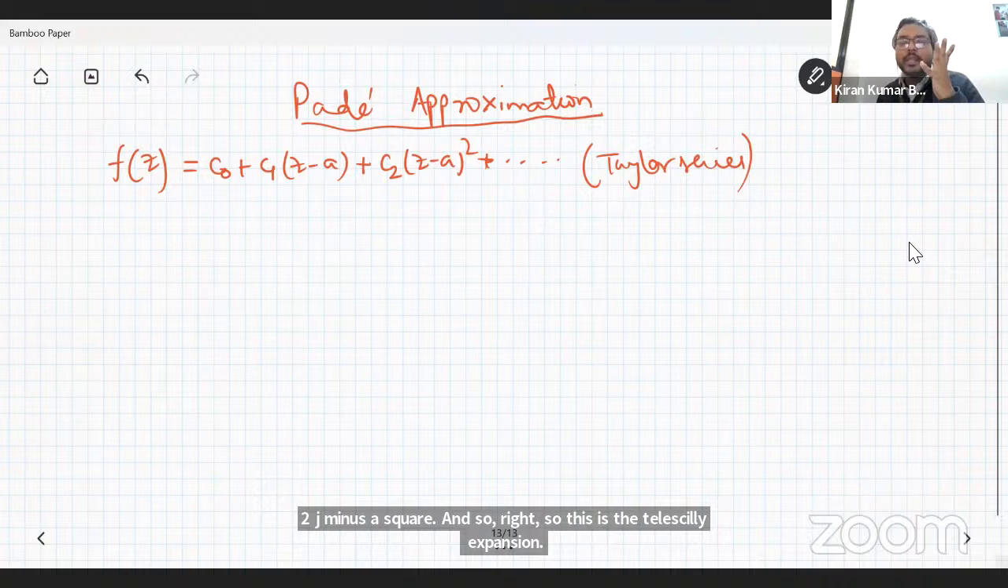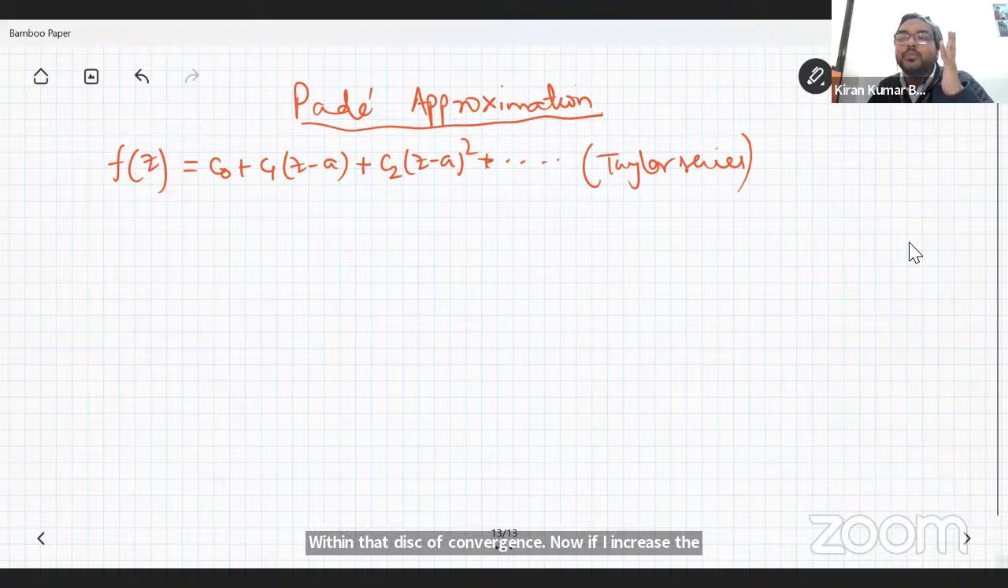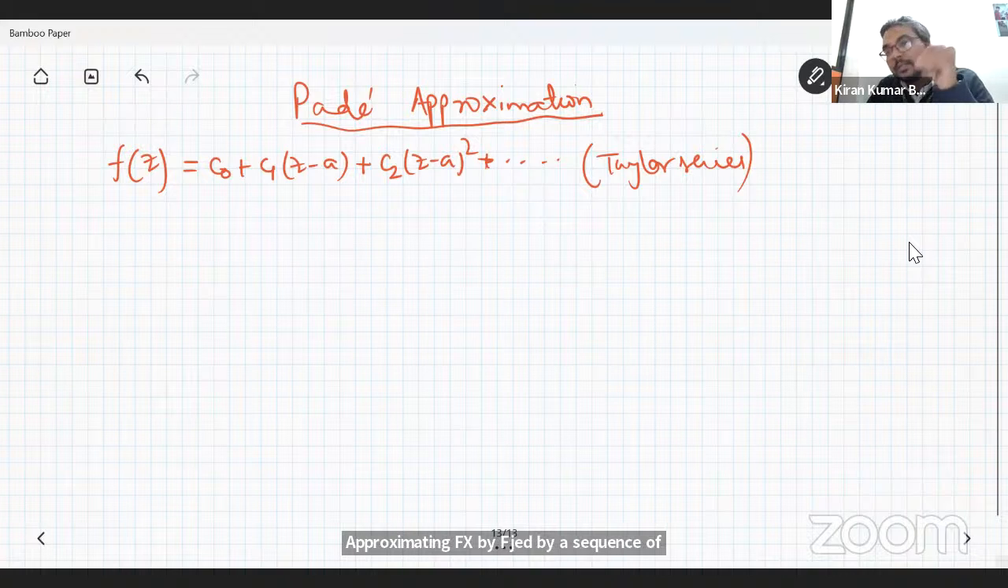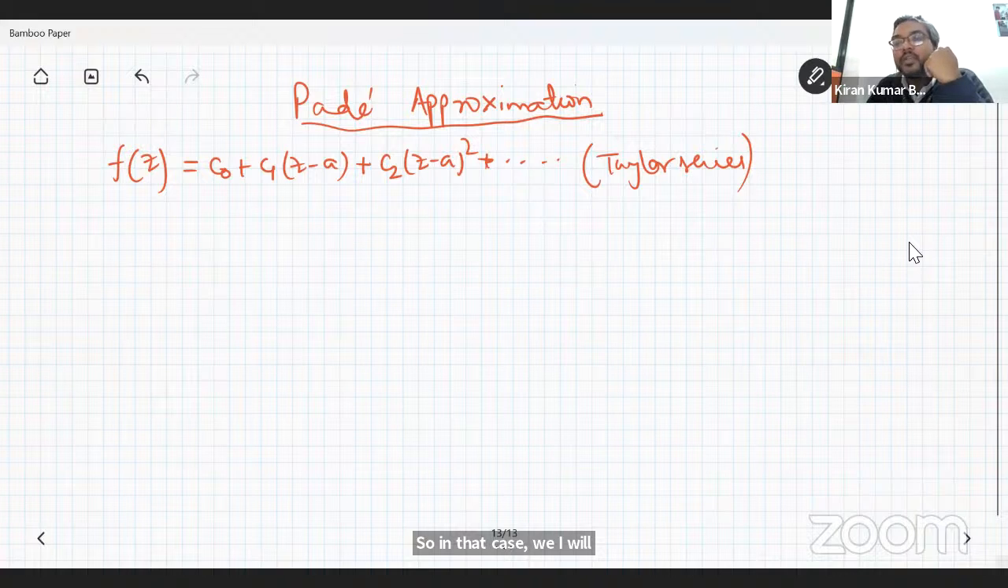Now, the Taylor series, like we discussed, gives us a sequence of polynomials that approximates a function within the disk of convergence. If I increase the disk of convergence, I will get a singularity of f(z). If f(z) has a singularity, approximating it by a sequence of polynomials doesn't make sense because polynomials are analytic. I'm trying to approximate a function with a singularity with a sequence of entire functions. So in that case, I will approximate f(z) by a sequence of rational functions.